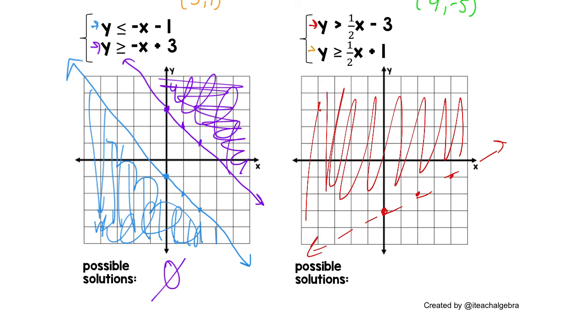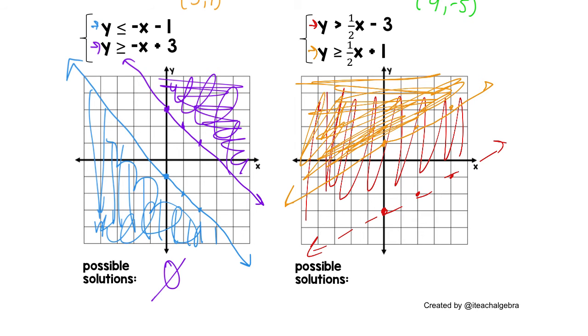Next, we've got y is greater than or equal to 1/2 x plus 1. So our y-intercept is positive 1, and the slope's 1/2. Up 1, right 2. Up 1, right 2. This is a solid line because it has an equals in it. And it's greater than as well, so it's going to be everything up here.